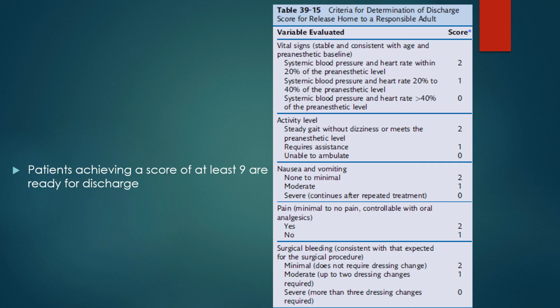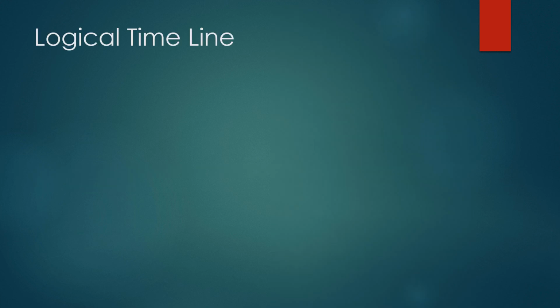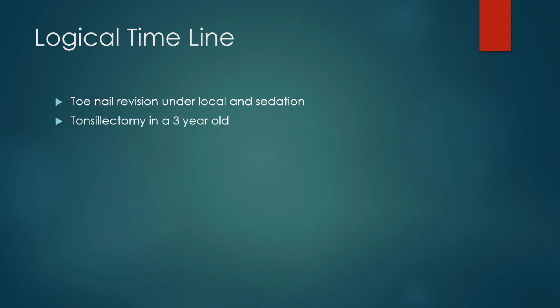So patients should really be at or very close to the baseline state for everything to be able to get discharged from PACU, especially for going home. But really, there should be a logical timeline. So you can imagine if the patient has a toenail surgery under local with sedation, they should be able to go home pretty quickly. So this is where phase 2 comes in.